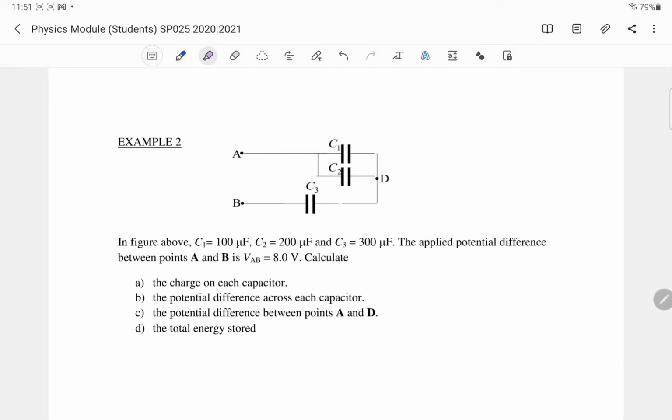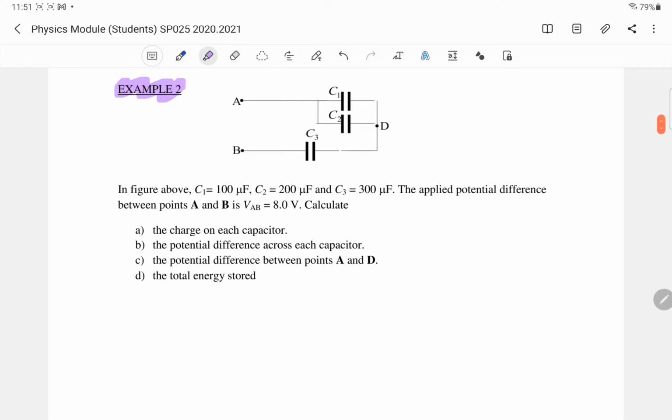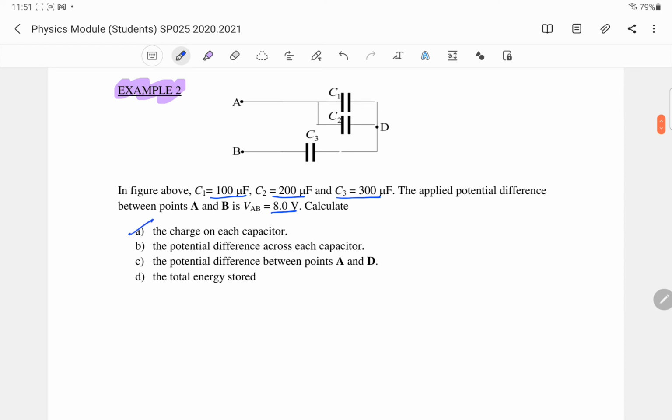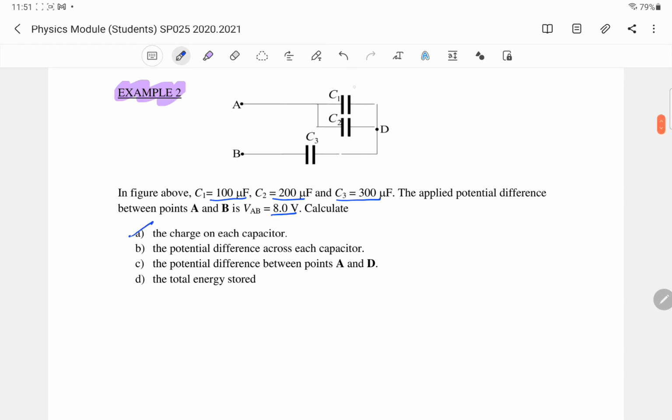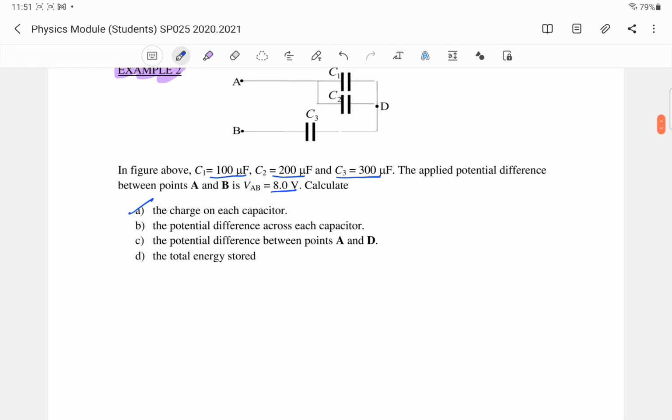Okay, we go to example number 2. The figure is as shown. So we have C1 100 microfarad, C2 200 microfarad, C3 is 300 microfarad. The applied potential difference is 8 volt. Calculate the charge on each capacitor. Okay, so kita nak dapatkan charge on Q1, Q2 and Q3. So before that, we have to simplify the circuit first.